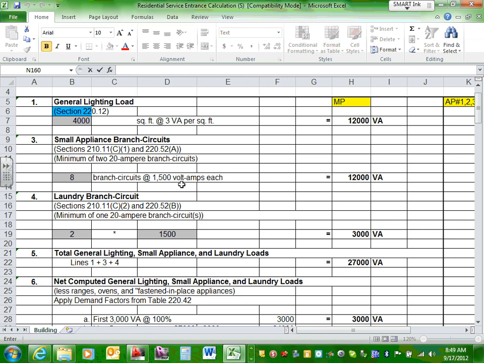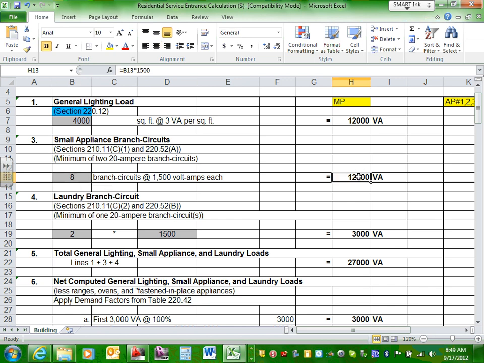210.11C1 and 220.52A tell you that you need a minimum of 2 small appliance circuits for a dwelling, and you have to multiply each small appliance circuit by 1500. Now, looking at the whole apartment building, how many minimum? We're going to size based on the minimum. How many small appliance circuits for the whole apartment building? 8. Why 8? 2 per apartment, 2 times 4 is 8.